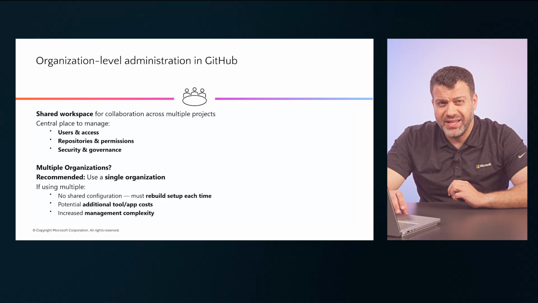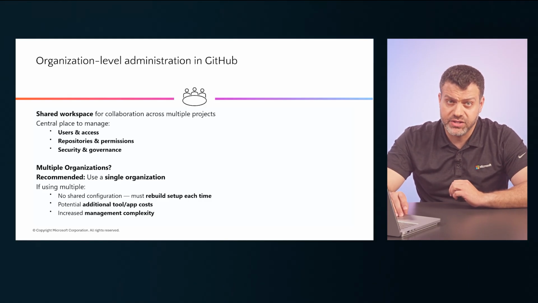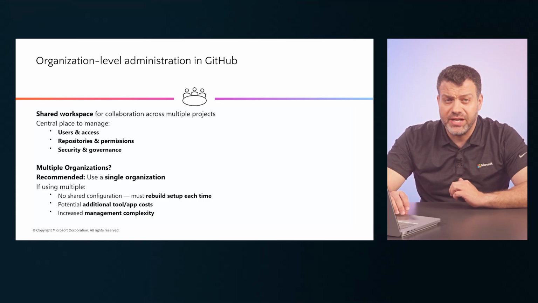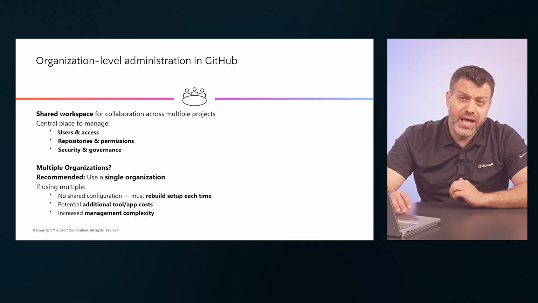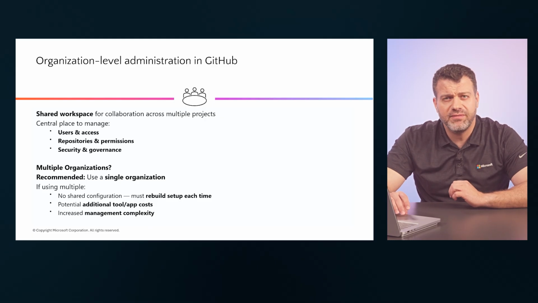A GitHub organization is your central workspace where multiple teams can collaborate and access projects. Administrators are able to manage users, repositories, permissions, and security all in one place. The best practice is to use a single organization whenever possible. If you create multiple organizations, you lose some shared configuration, which means everything might be set up from scratch each time.